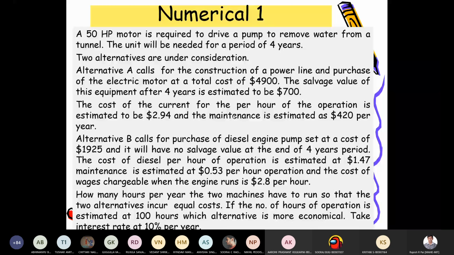So we need to calculate the hours at which the two alternatives will have equal cost. Also, if the number of hours of operation is estimated to be 100 hours, which alternative is more economical? That we also have to find out. To calculate, the interest rate has been given, that is 10% per year. These are the data given in the numerical. So have you taken down this numerical?